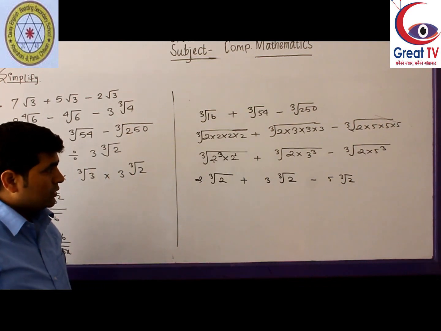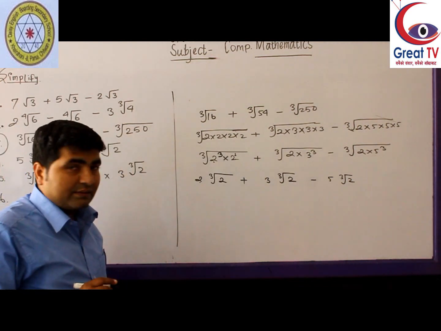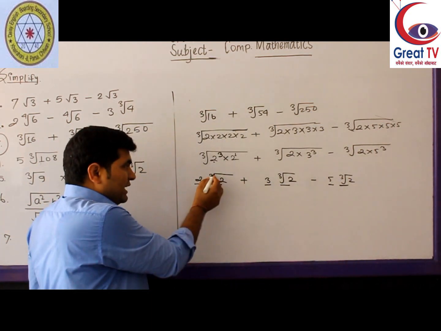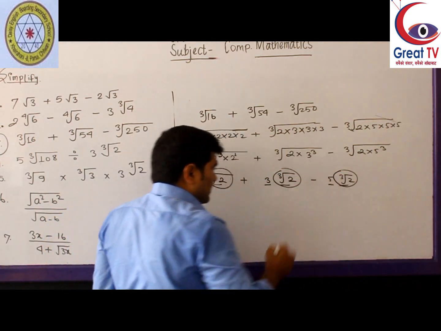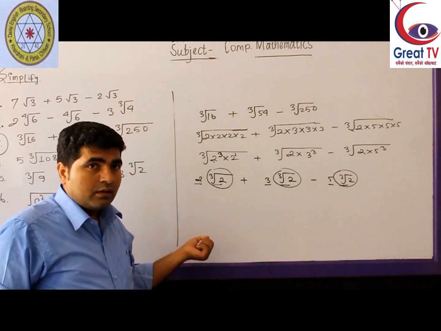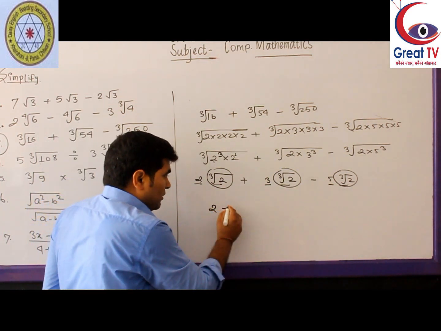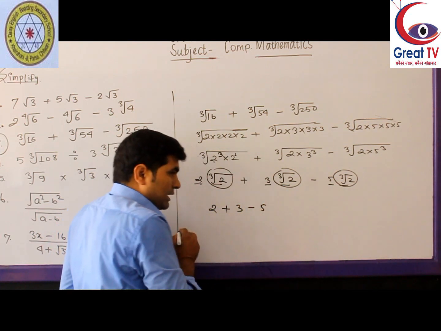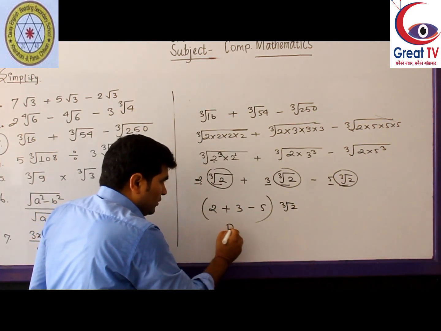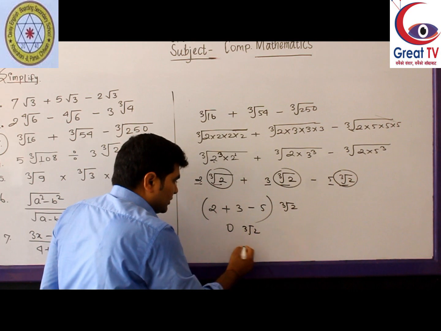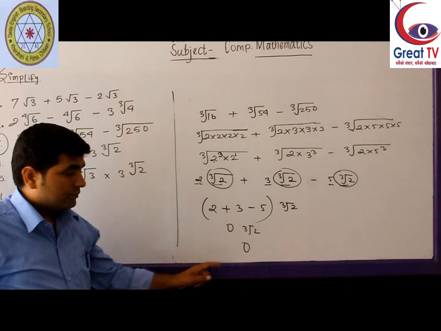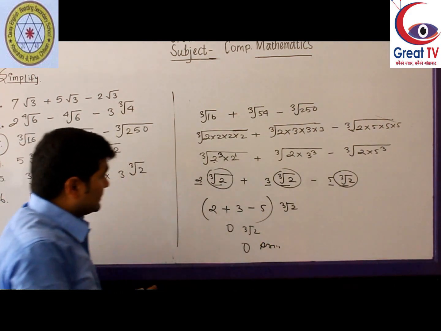Now look, are the irrational numbers the same or not? Here the rational factor, this irrational, rational, irrational, rational, irrational. Now the irrational parts, cube root 2, cube root 2, cube root 2, are all the same, so all are like surds. Now we can add and subtract. The coefficient of the first one is 2, plus the coefficient of the second, 3, minus the coefficient of the last one, 5. Total is 0 cube root under 2. This means 0 is the solution of this one. Yes, this is the answer.